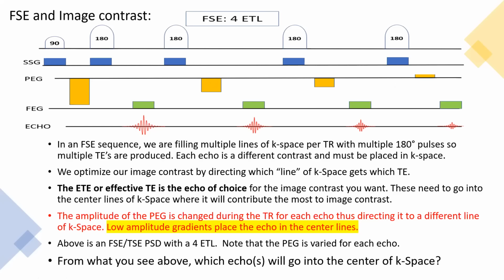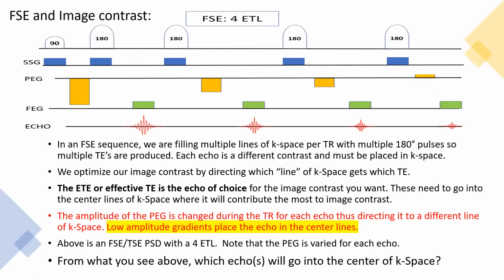Note that all the gradient amplitudes are exactly the same. Slice and frequency are exactly the same height and length. The only one that changes is your phase encoding gradient. Every echo gets a different phase applied to it, so that goes into a different line of K-space. So from what I just told you, this last echo right here was declared our effective TE. This guy, because of the weak amplitude phase encoding gradient, is going into the center of K-space.